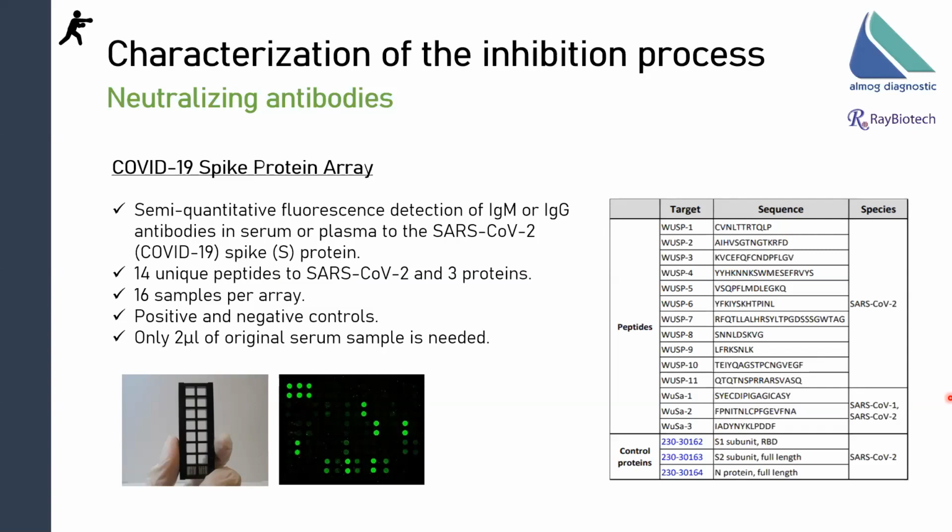Each slide from the array consists of 16 samples. If you have more samples, you can use more than one slide. And if you're using serum samples, then you need only 2 microliters from the original sample itself.